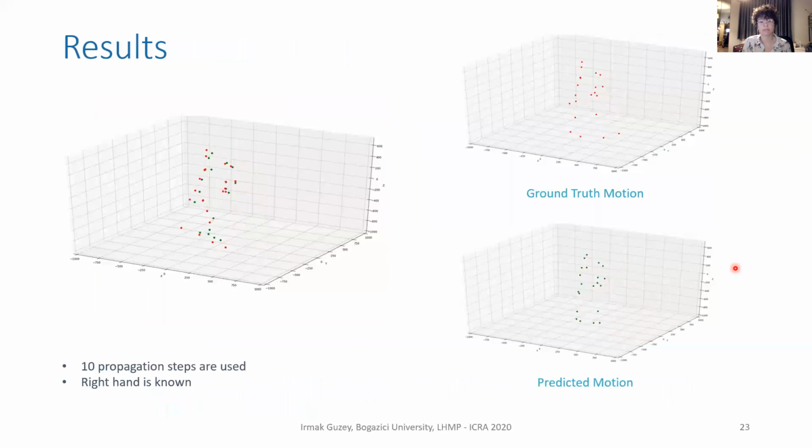These animations represent example predicted and ground truth motions. Green points represent the predictions and red points represent the ground truth positions. Predictions are made with a propagation network that is trained with 10 propagation steps and with right hand given as reference point, meaning the motion of the right hand is known through the trajectory while training.